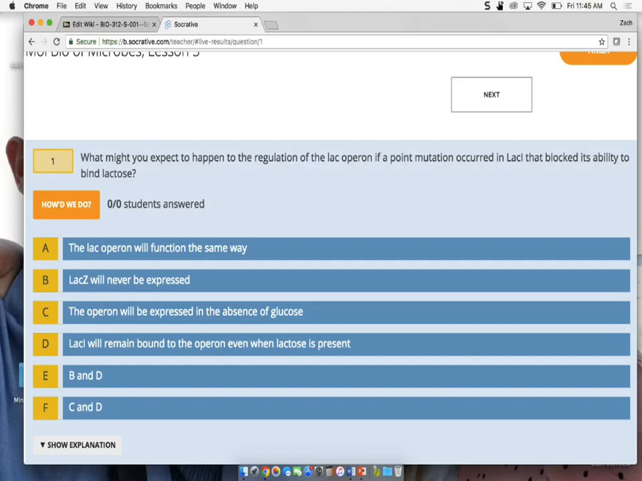LAC-Z will never be expressed. That is true, because if LAC-I is bound, we will not get any transcription. Okay, so this one, E, is the best answer.